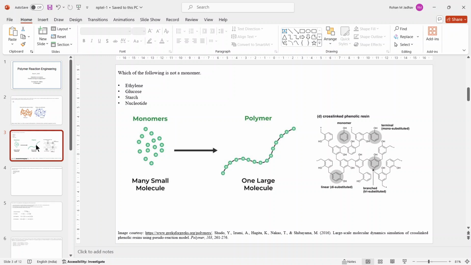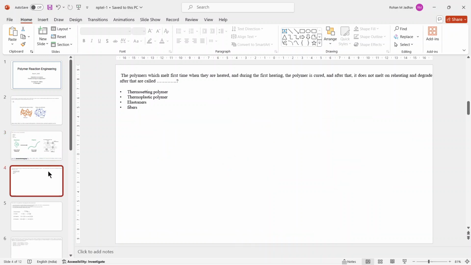So we have starch. And then the next question: the polymers which melt first when they are heated, and during the first heating, the polymer is cured, and after that, it does not melt on reheating and degrades after that, are called what? So from the definitions, we have thermosetting polymers, thermoplastic polymers, elastomers, and fibers.